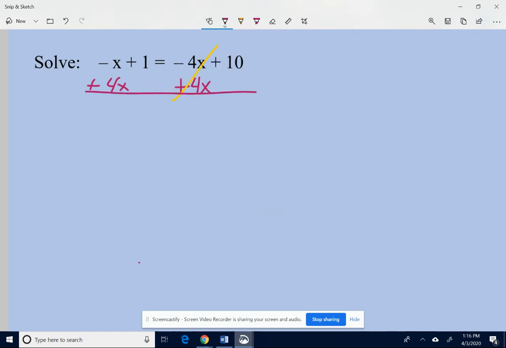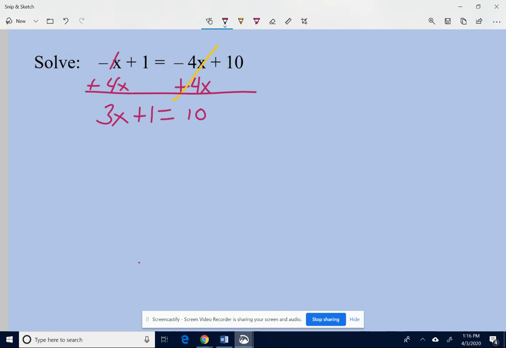Over here on the left, we have negative x plus 4x. Think of that as negative 1x plus 4x, which would be 3x. So on the left, we have 3x plus 1. Just bring everything down, bring down the equals. The negative 4x plus 4x went away because it equaled 0. All we're left with is 10. So now we have 3x plus 1 is equal to 10.